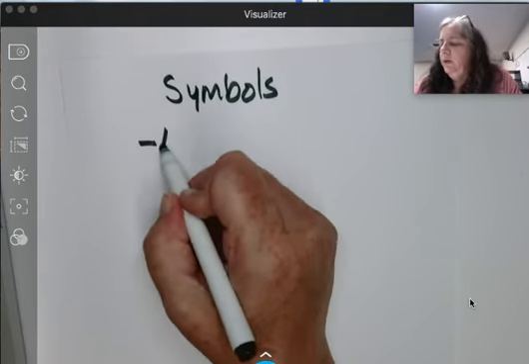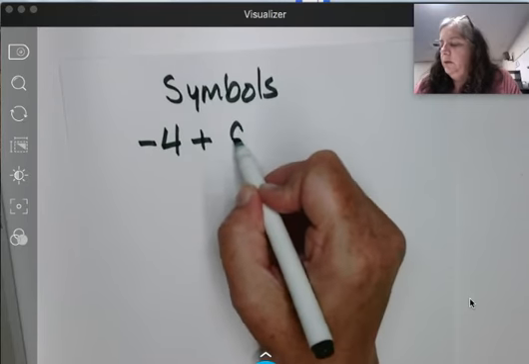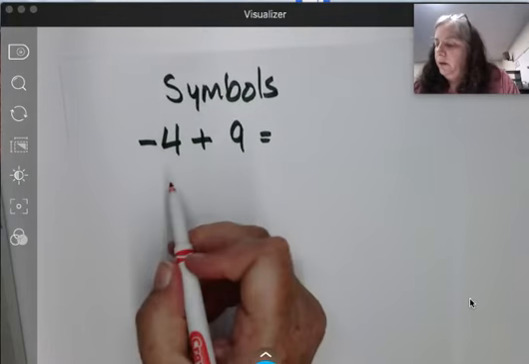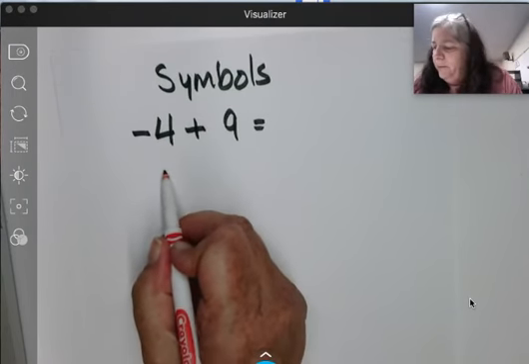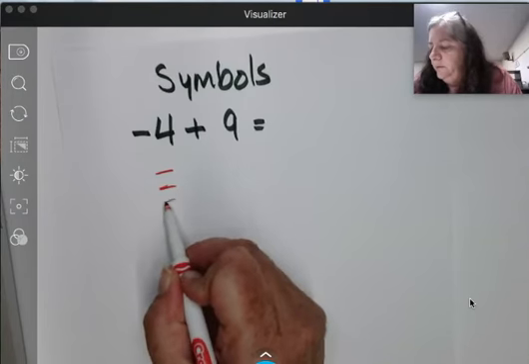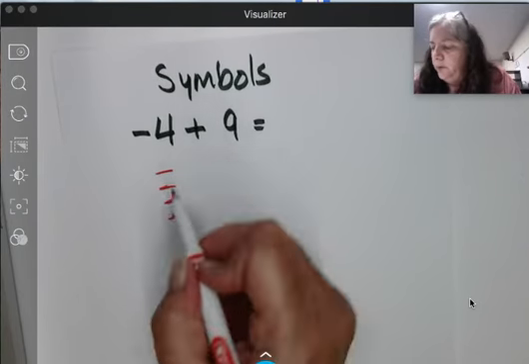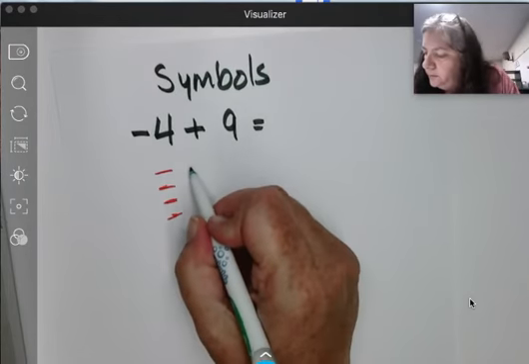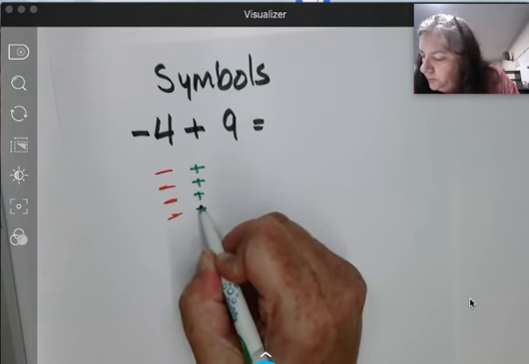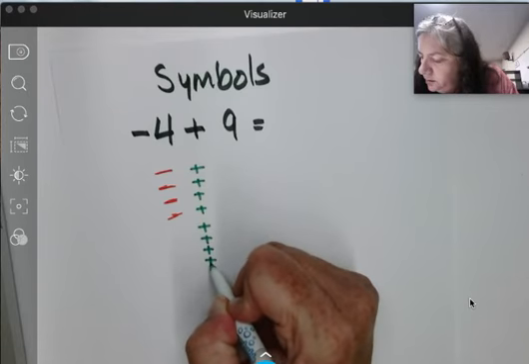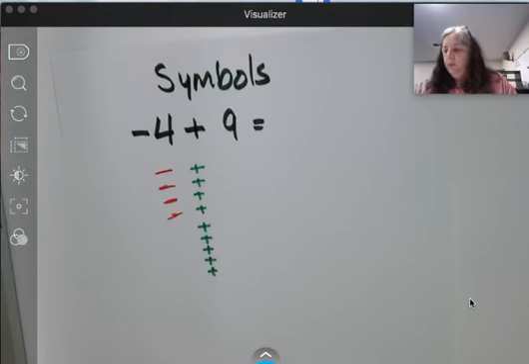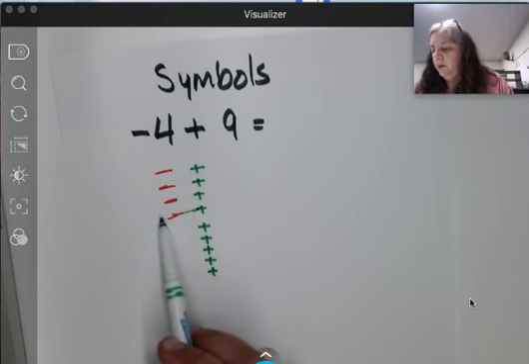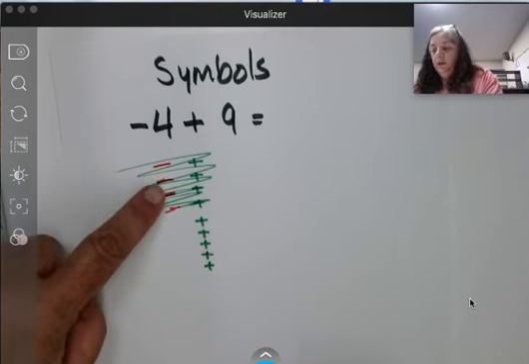Let's say I have negative 4 plus 9. I can think of it like a video game, a really boring one, but I have 4 negatives. Get it? Negative 4, 4 negatives. And they are going to battle with 9 positives. 1, 2, 3, 4, 5, 6, 7, 8, 9. Let's assume that when they go to battle, they obliterate each other. Just 50-50.